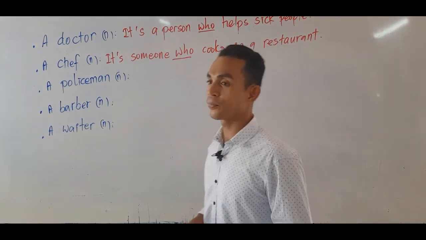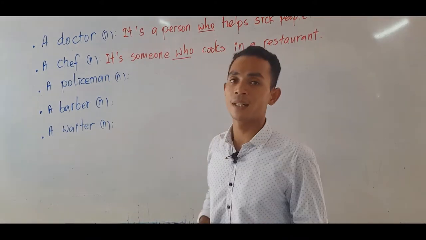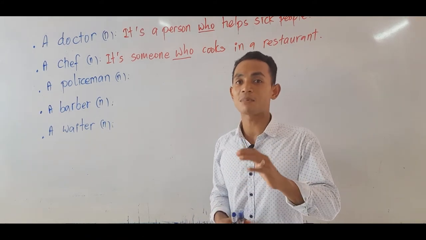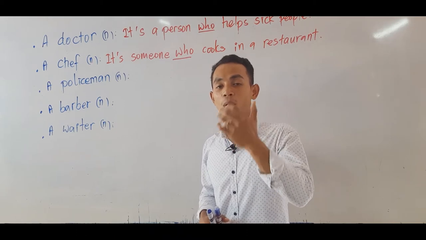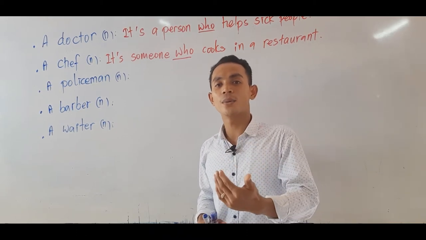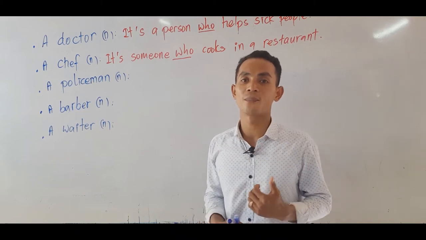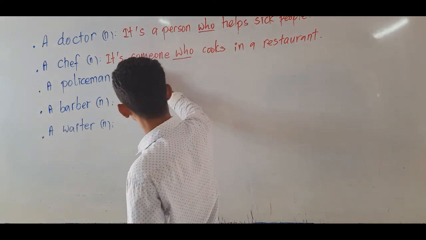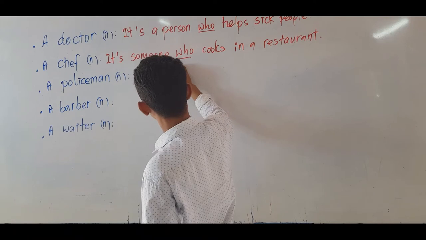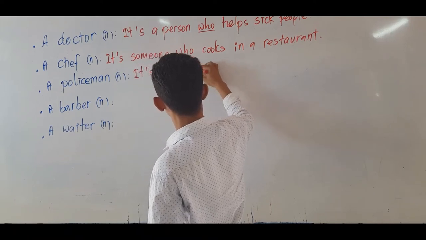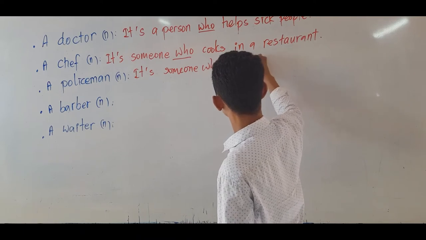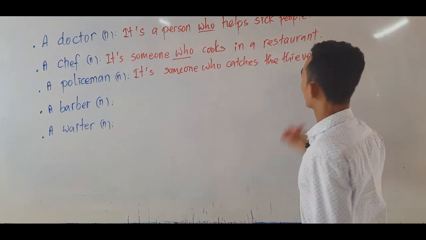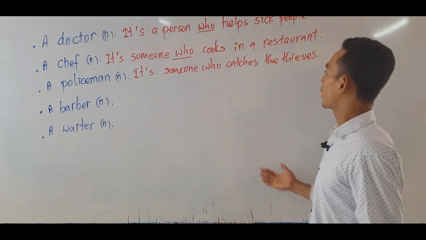Okay, we make a policeman. A policeman. It's a person, it's someone. A policeman is someone who catches the thief. Okay, check that. A policeman, it's a person or it's someone who catches the thief. Example, a policeman, it's someone who catches the thief.